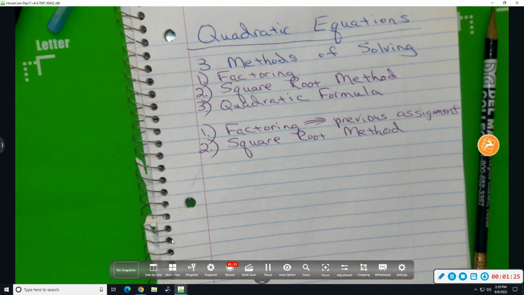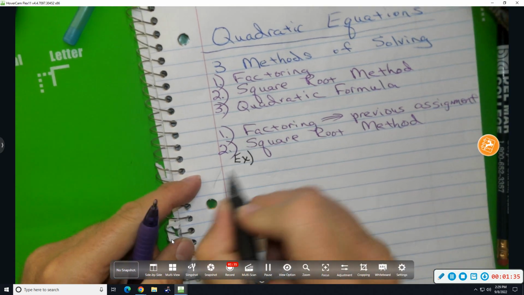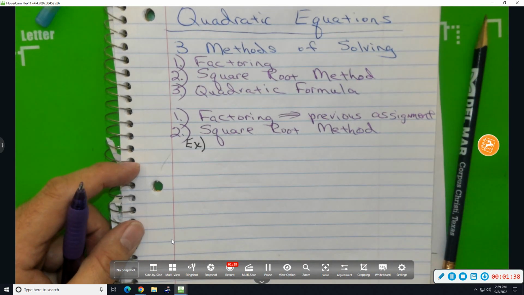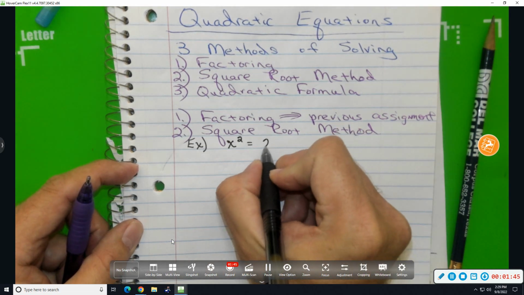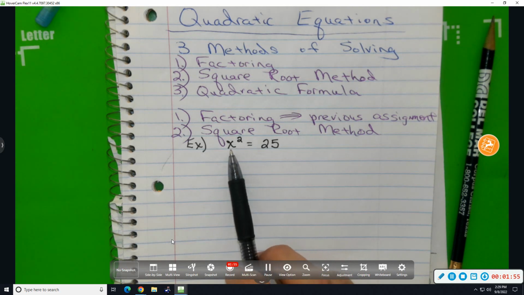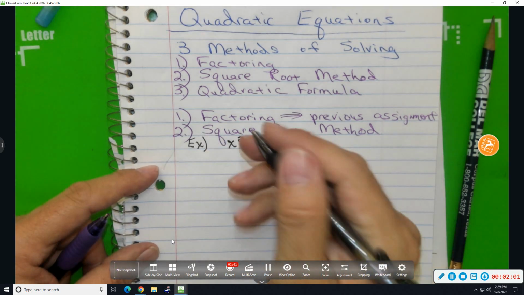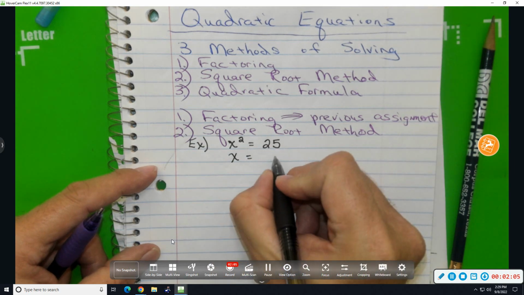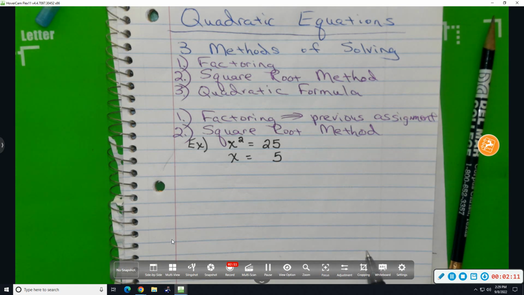I always tell my classes with the square root method, you can sort of figure it out on your own, just by looking at an example. Suppose we had this: x squared equals 25. Based on your knowledge of the multiplication tables, you could tell me the answer for x. 5. Okay. If we squared 5, we'd get 25. But there's another solution. What if I told you there's actually two solutions? Not just positive 5, but negative 5.